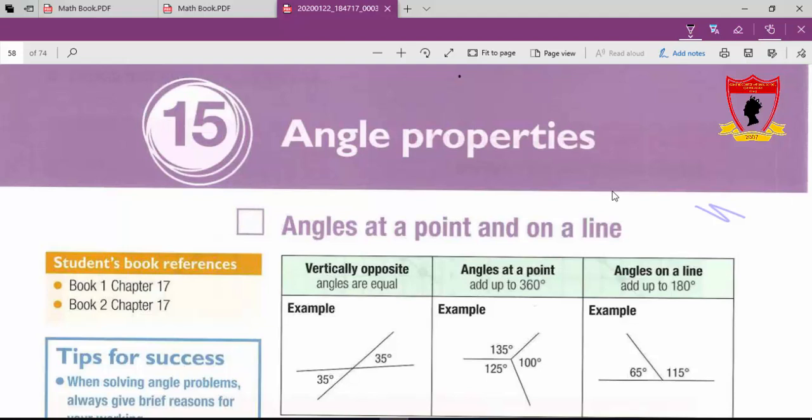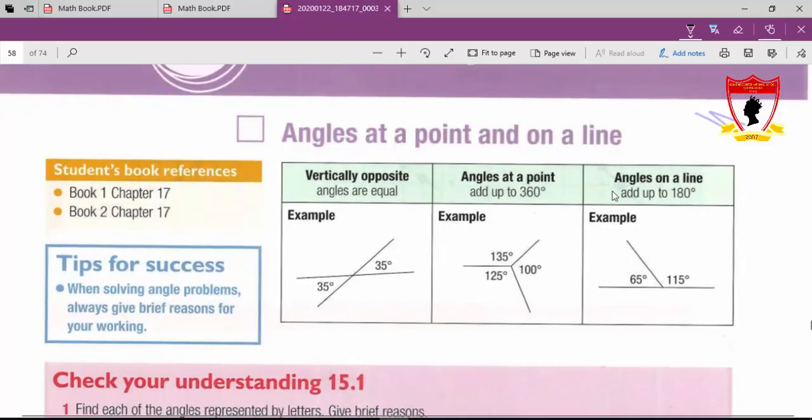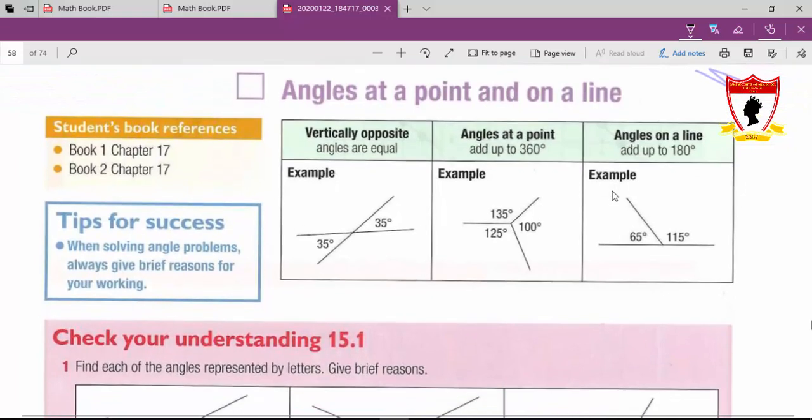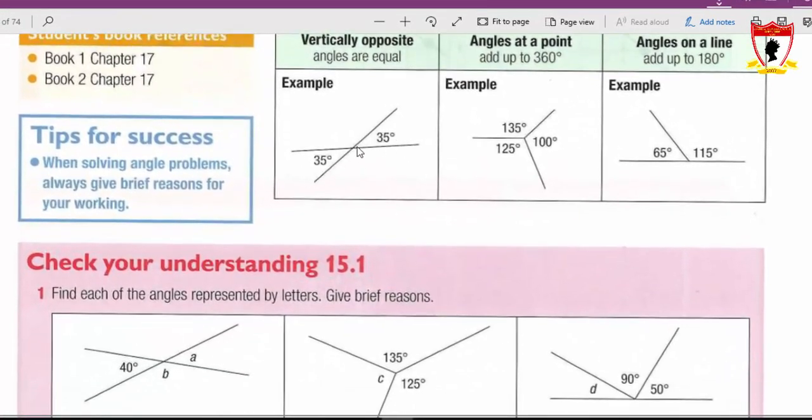So in this lesson, we are going to talk about angle properties. Angles are very interesting because they are related in very mathematical ways. Like these two angles here, they measure the exact same degree because they are vertically opposite angles. And all of these three angles together, they add up to 360 because they complete one rotation together, or we can say they complete one round together.